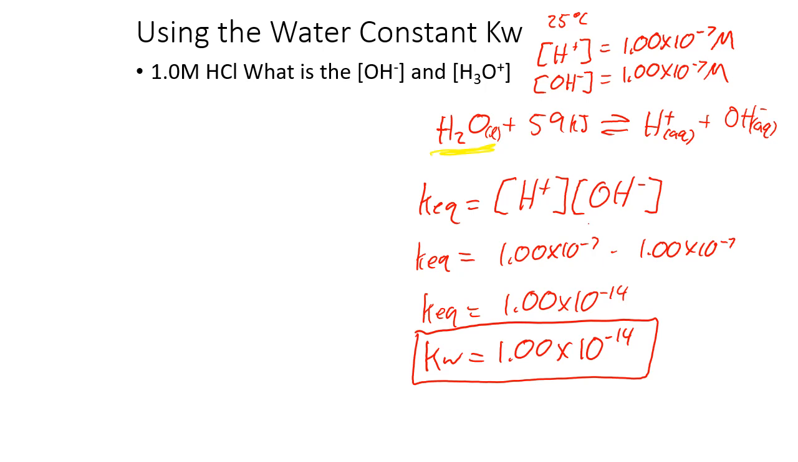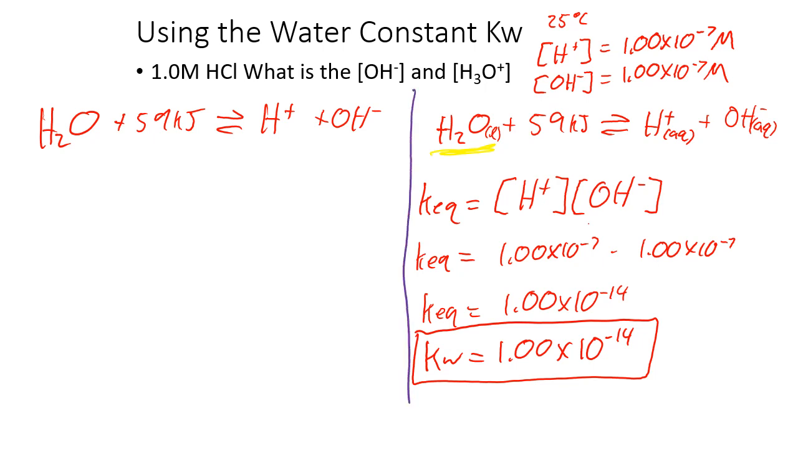Let's say if we had water like this, plus 59 kilojoules, we don't really have to add that stuff in there. And we add H plus plus OH minus like that. So I have my formula right here for water. And then let's imagine that we did something like this.